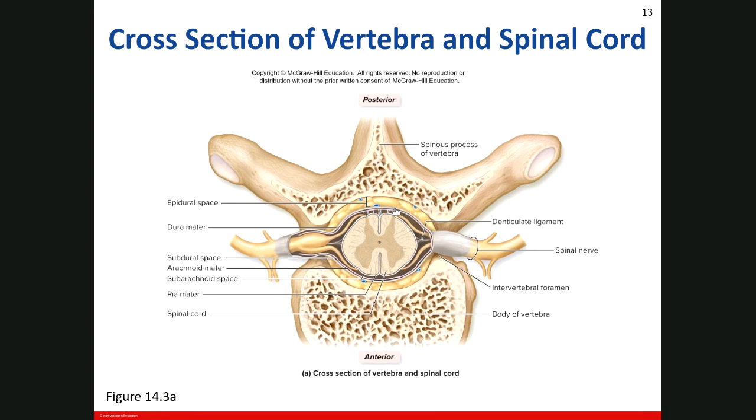After that, you have a space here, which we call epidural space. The epidural space is the space between dura mater and the bone of your vertebrae. This epidural space is full of adipose tissue, and we use it for epidural anesthesia and epidural injections.